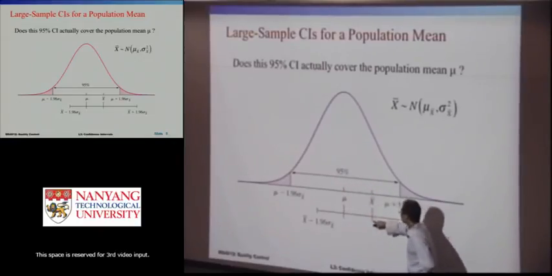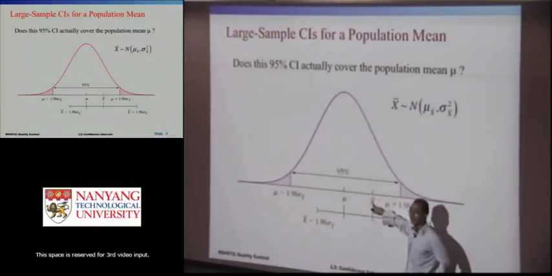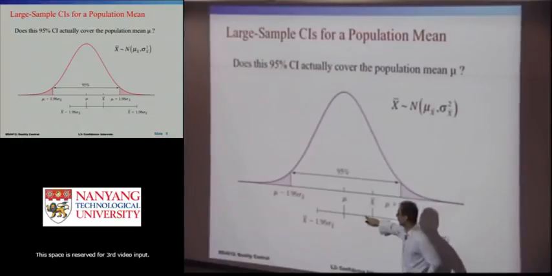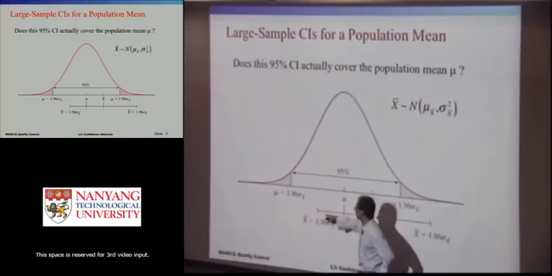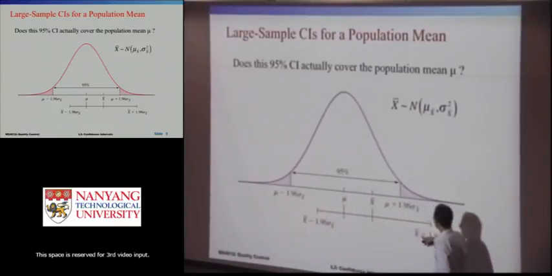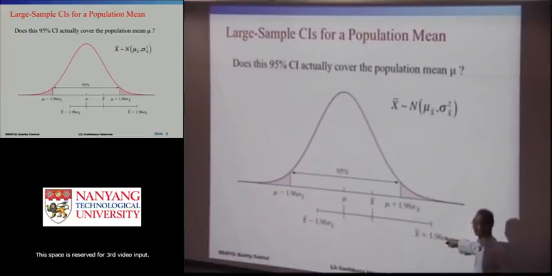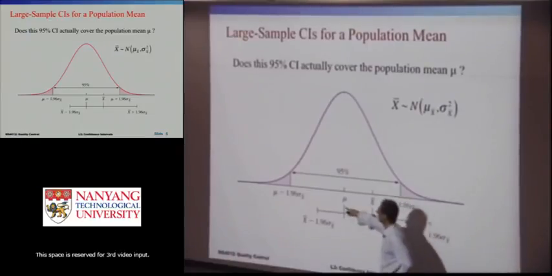Then we look at this part. This is the value of the first sample, x bar 1. If we put x bar 1 here, then we go plus minus 2 sigma x bar, and we get this range from x bar minus 2 sigma x bar to x bar plus 2 sigma x bar. We get this confidence interval, right?